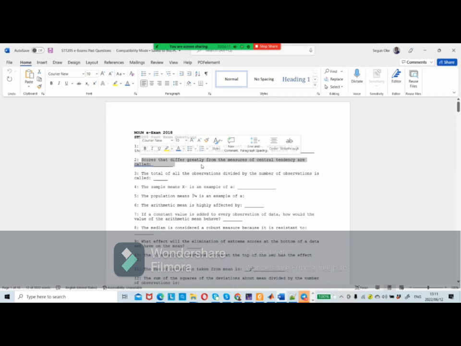The scores that differ greatly from the measure of central tendency are called what? Extreme value. Outlier. Extreme value. Okay. The scores, that is the values. Let's say you have different points that differ greatly from the measure of central tendency are called extreme values. Please read that book, it's there. I mentioned it in your class.